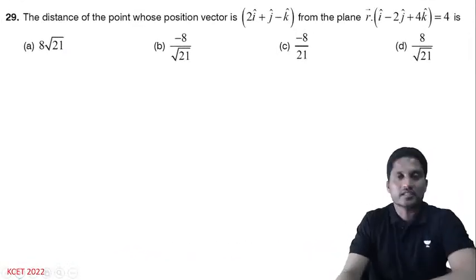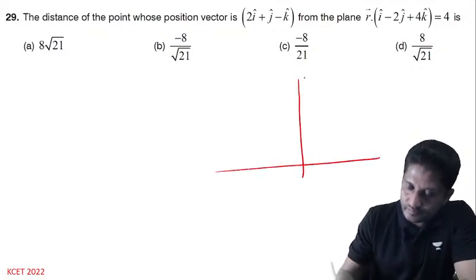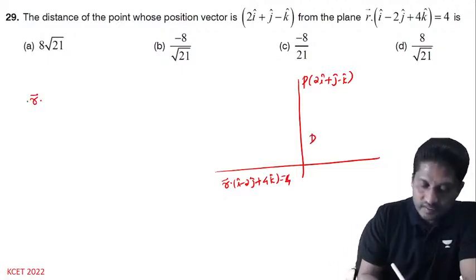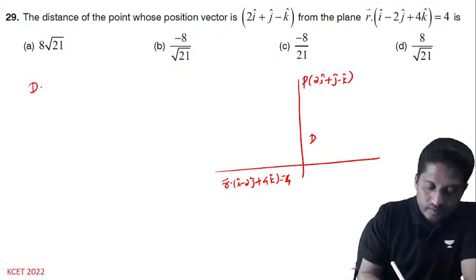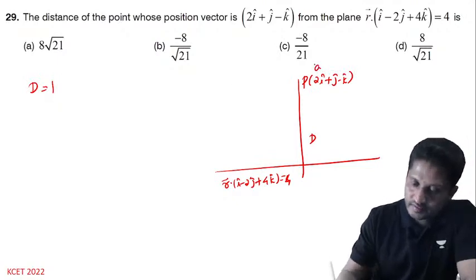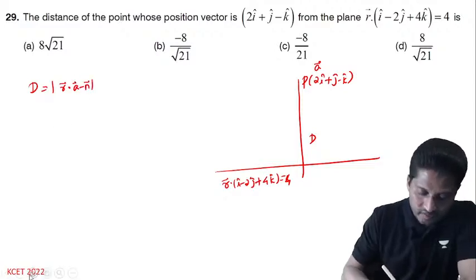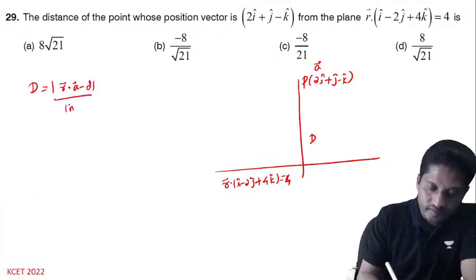Question number 29, distance of a point from the plane. So distance of the point whose position vector is 2i plus j minus k. Plane is r dot with i minus 2j plus 4k is equal to 4. So the distance is equal to modulus of r dot n minus d divided by modulus of n.